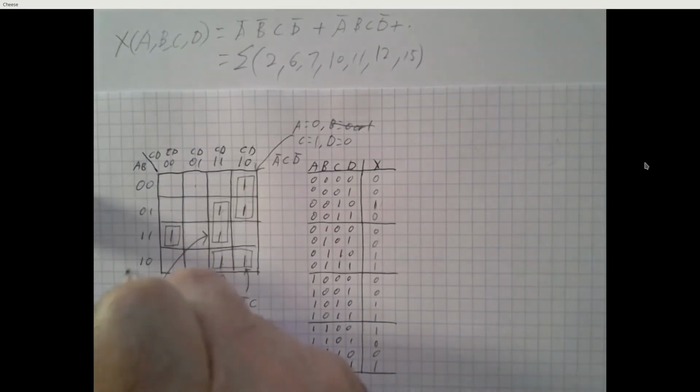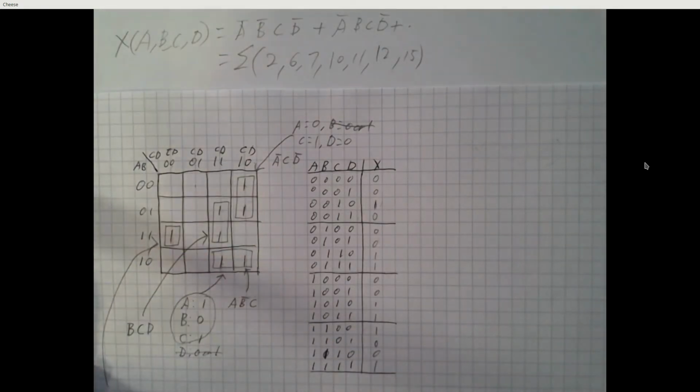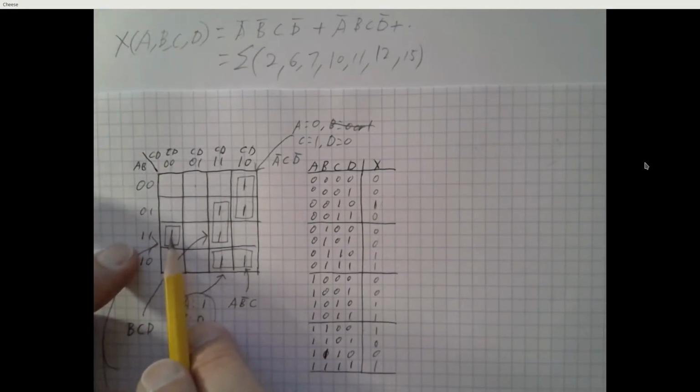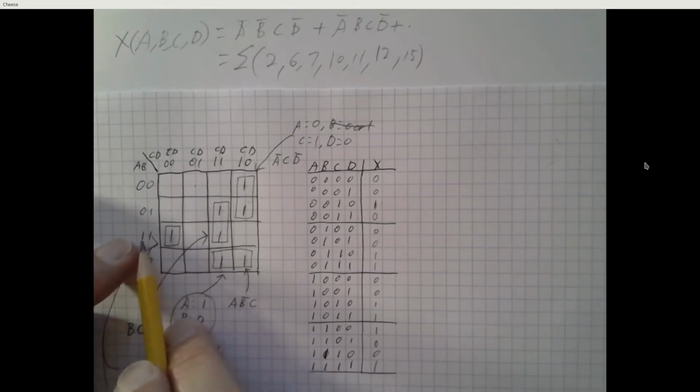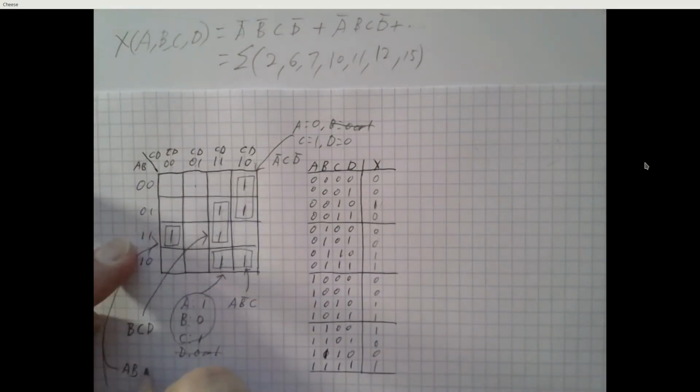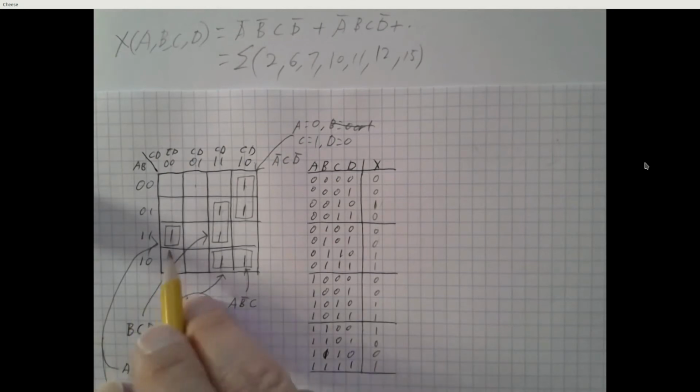And what about this last rectangle over here all by itself? Well, if we look at this, there's only one square in this rectangle. So A is equal to 1, so we'll write A. B is also equal to 1, so we'll write B. C is equal to 0, so we'll write C bar. And D is equal to 0, D bar. So that's the product term corresponding to this one.